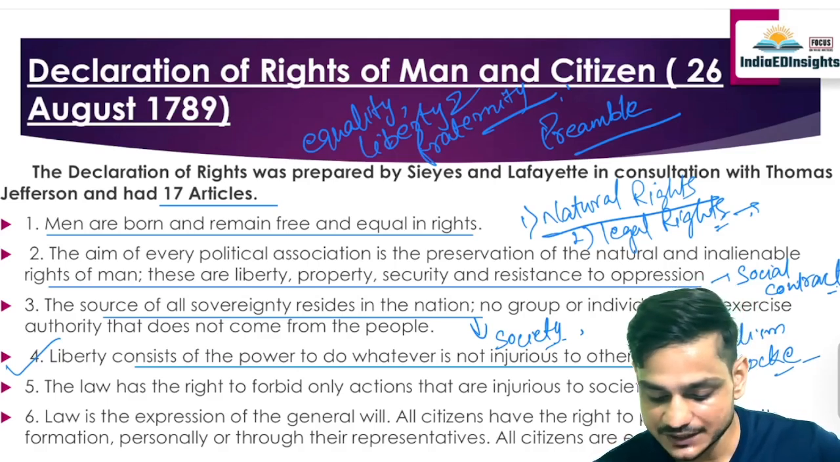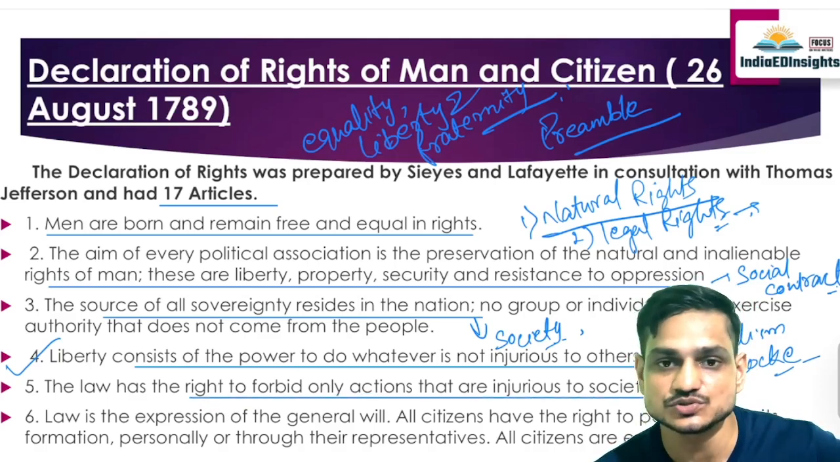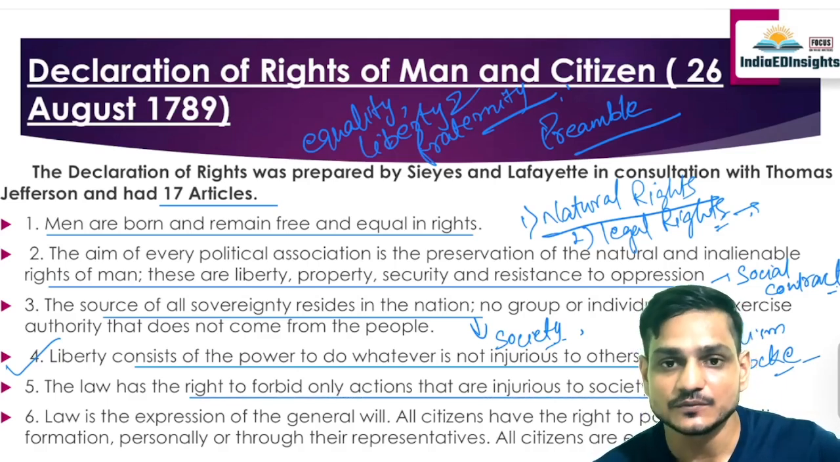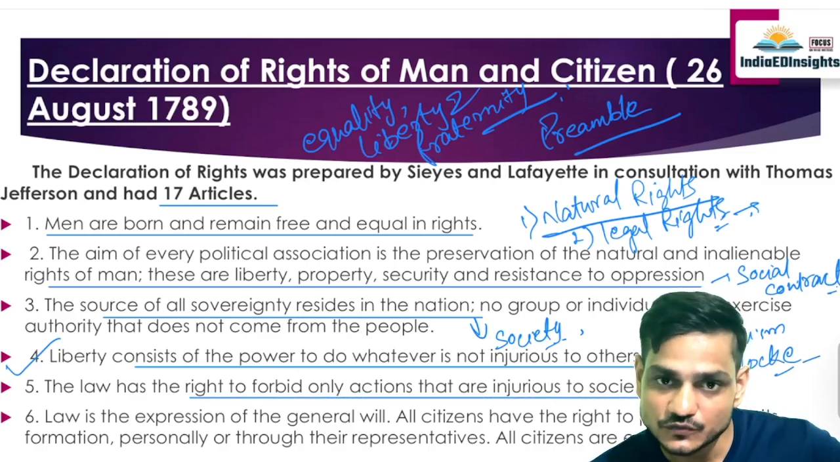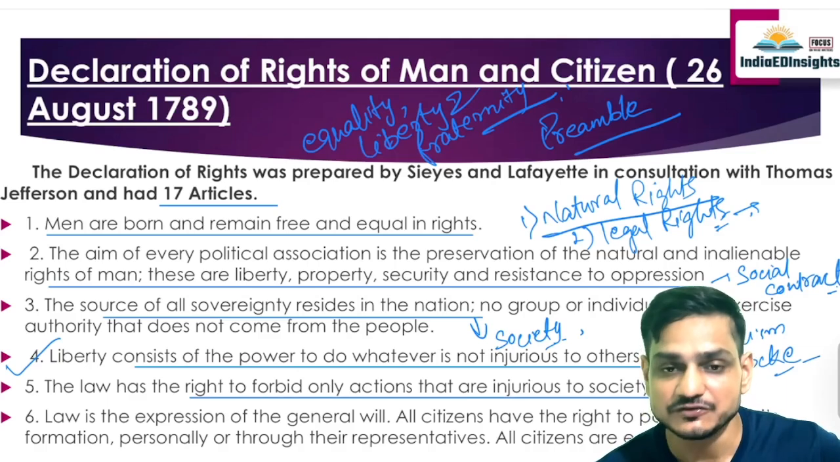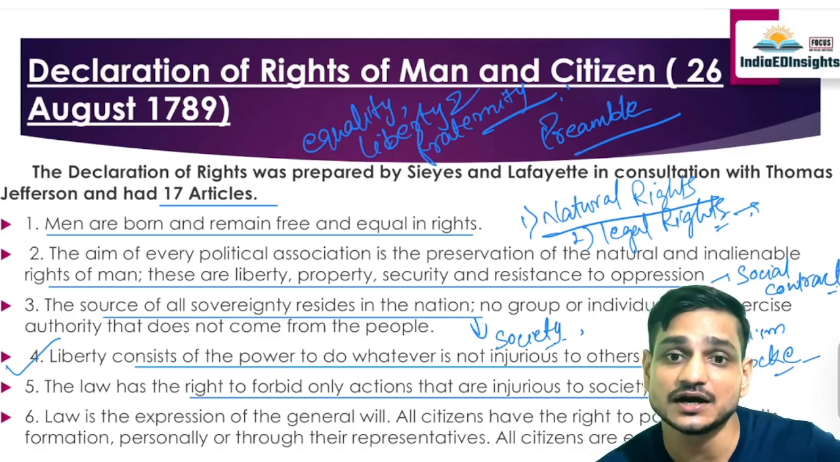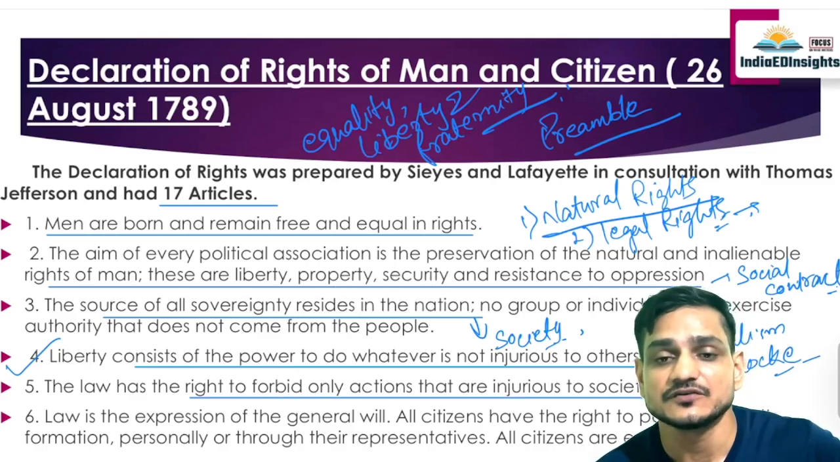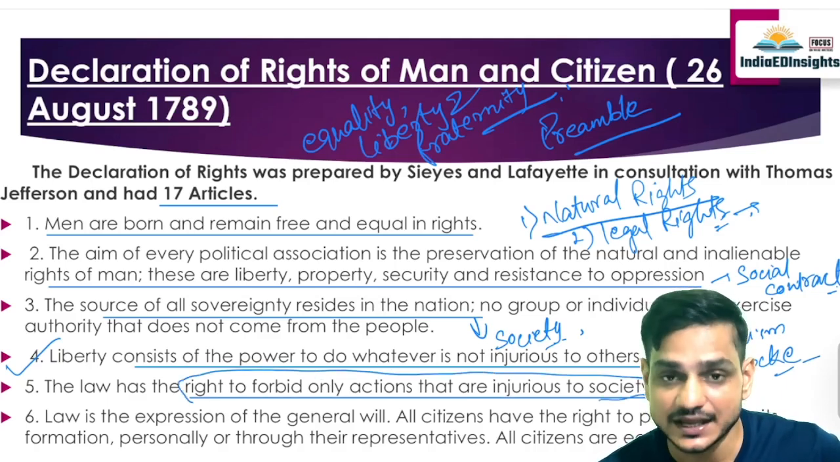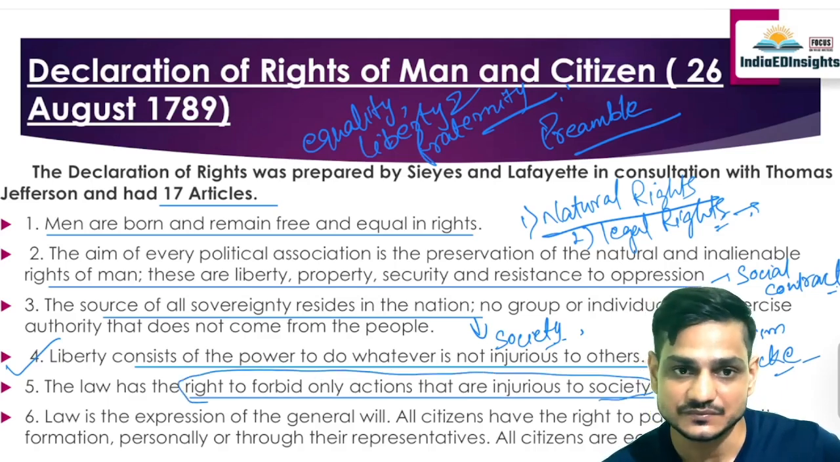The law has the right to forbid only actions that are injurious to society. So any law should forbid only those things which are injurious to society. It means if society is not being harmed, then the law will not restrict any person from doing things. Clear?